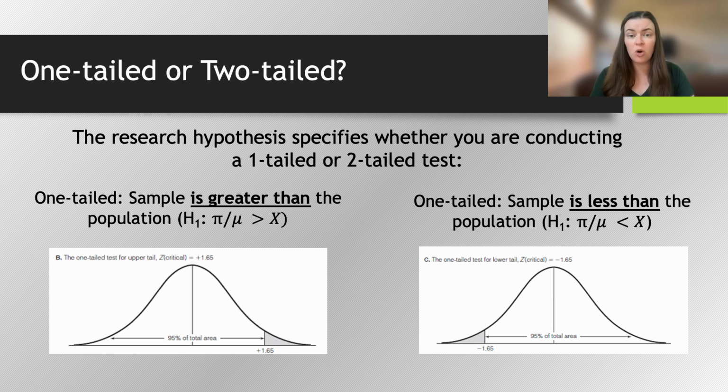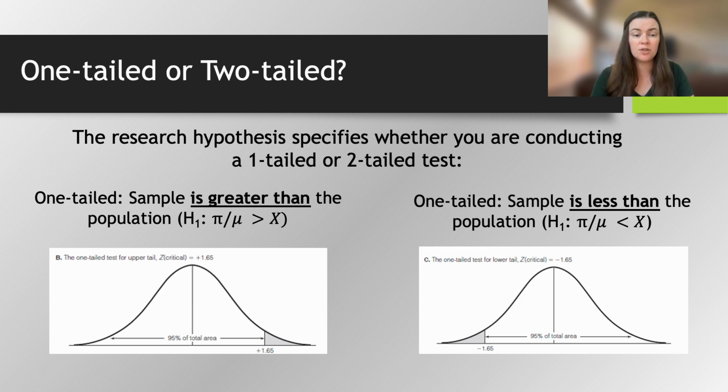Remember a few slides ago, we saw that there are 3 different ways that we can determine our research hypothesis. Whether or not we're interested in whether our sample is different from the population, whether it's greater than the population or whether our sample is less than the population. And that key term there is going to determine what type of tail we're dealing with.